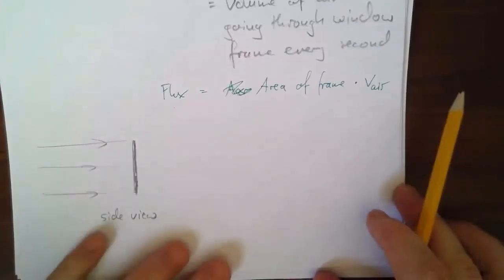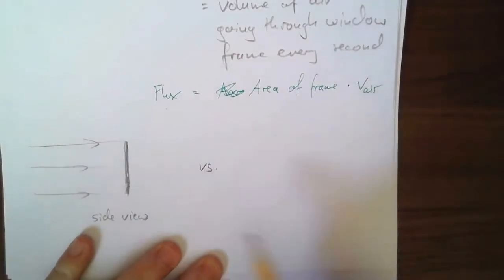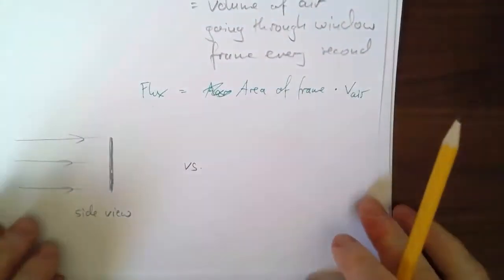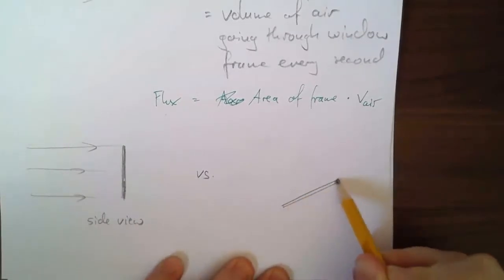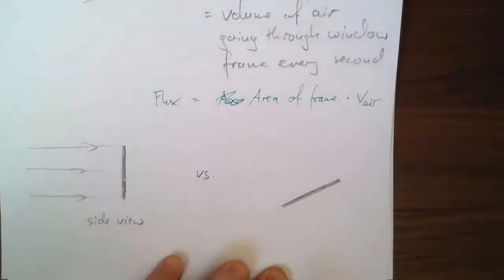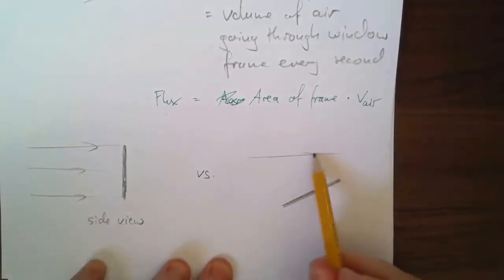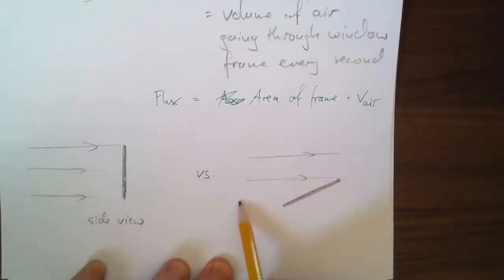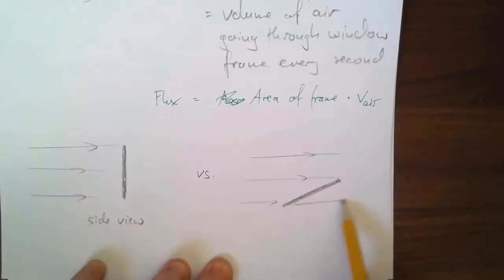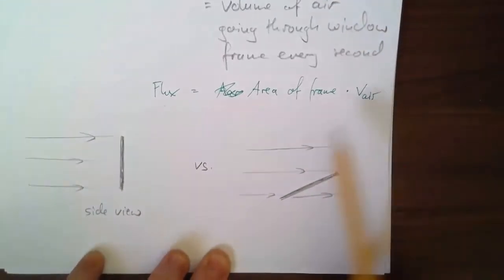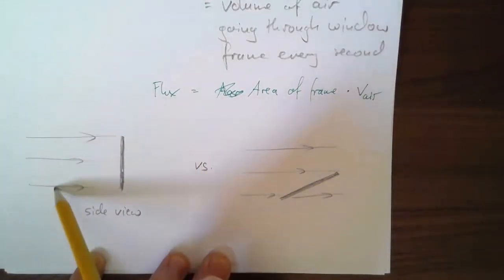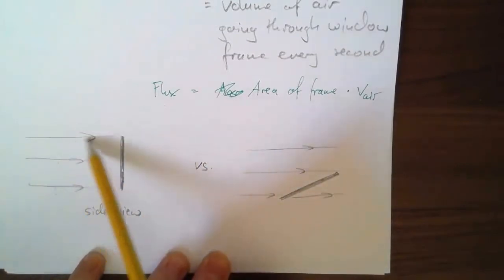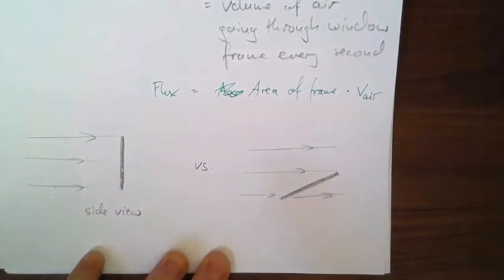But now imagine instead you have a situation with the same window, but you hold it at an angle. Same window, same size. Now I hold it at an angle like this, with the air still flowing like this. It's going to go through the window, but the air up here isn't going to make it through the window frame. Although all those three flow lines made it through the window, here that is no longer true.